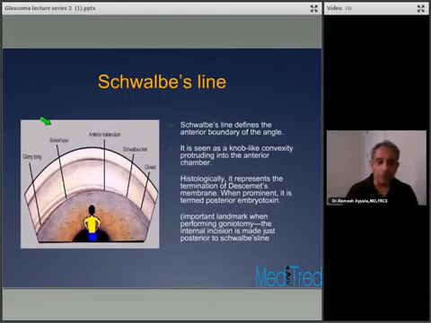And the Schwalbe's line defines the anterior boundary of the canal, and it's right around this area here. It's seen as a knob-like convexity protruding into the anterior chamber. Histologically, it represents the termination of Descemet's membrane, and when it is prominent, it sticks out into the anterior chamber like a prominent white band, and that's called a posterior embryotoxon.